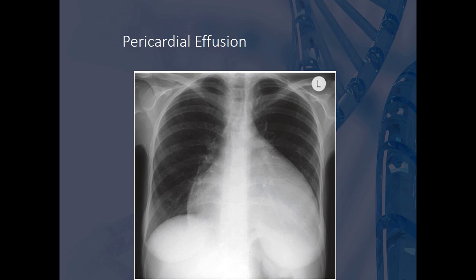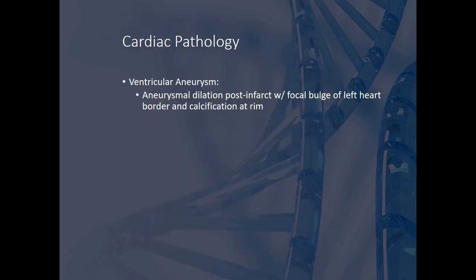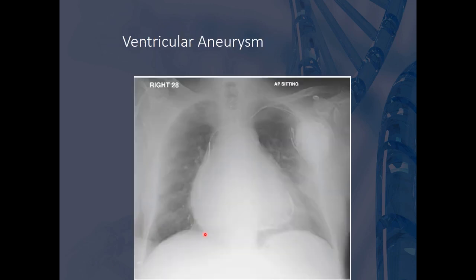Oftentimes you'll see other pathology as well in cardiomegaly. So ventricular aneurysm, well, this is an aneurysmal dilation often due after an MI, post-infarct. It has a focal bulge of the heart at a weak point. Often see calcification from that part that has been damaged. Start to see some of that calcific rim here along the ventricle.